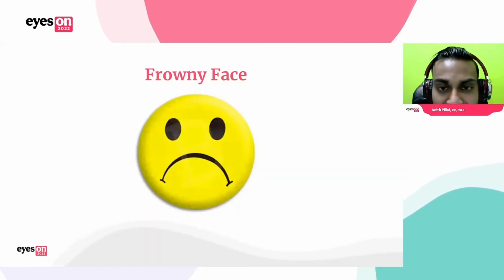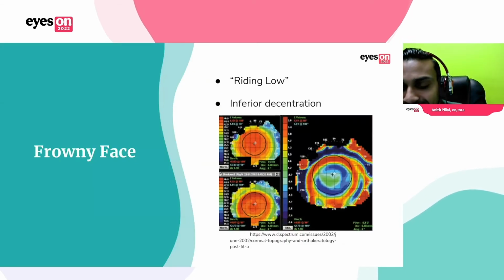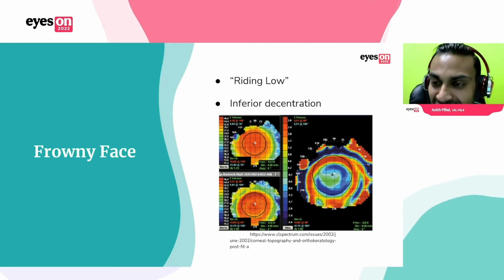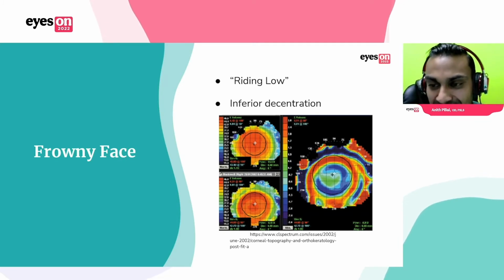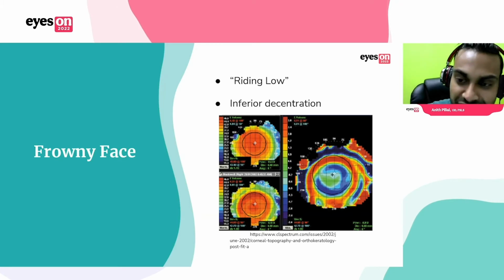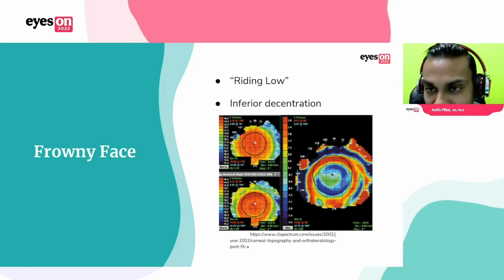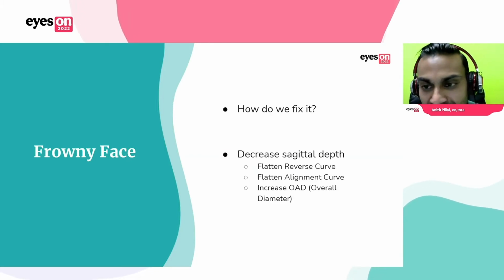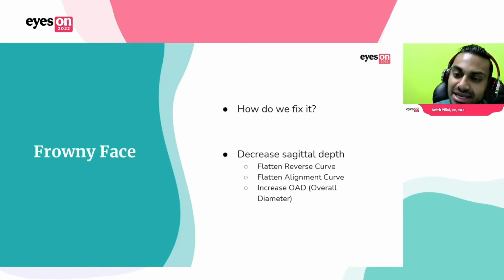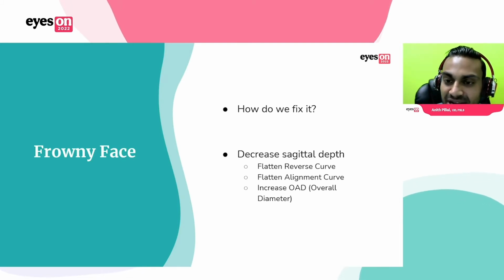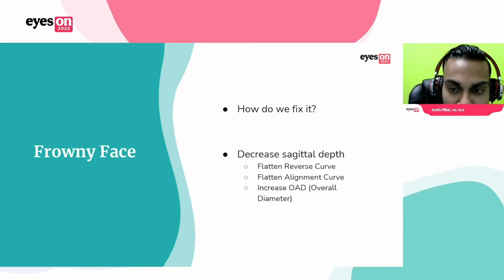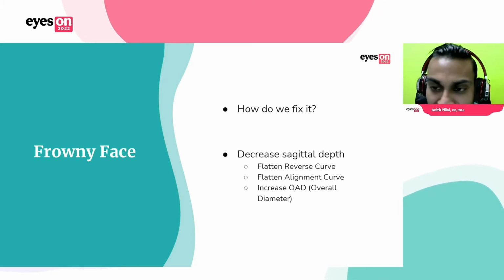Frowny face, as you might guess, is the exact opposite. The maps will be decentered inferiorly. Instead of seeing that smiley face underneath the treatment zone, you'll see the superior reverse curve, which is mimicking a frowny face. And the cause is the exact opposite: you have too much sagittal depth in this case. The way you fix it is by decreasing the sagittal depth. Decreasing the sagittal depth is accomplished by flattening the reverse curve or flattening the alignment curves. You can also adjust overall diameter, but typically you're modifying the curves first.